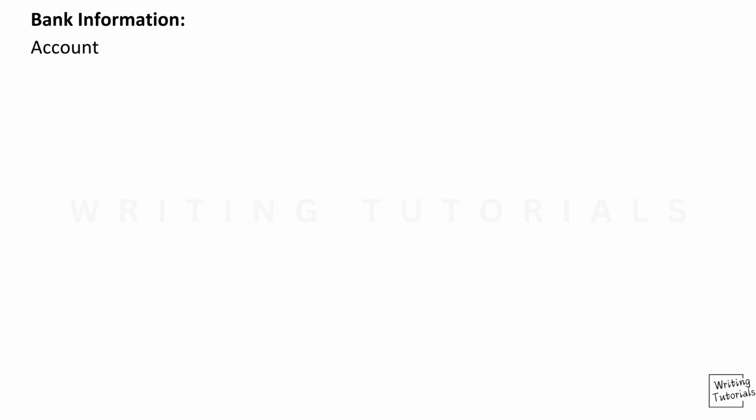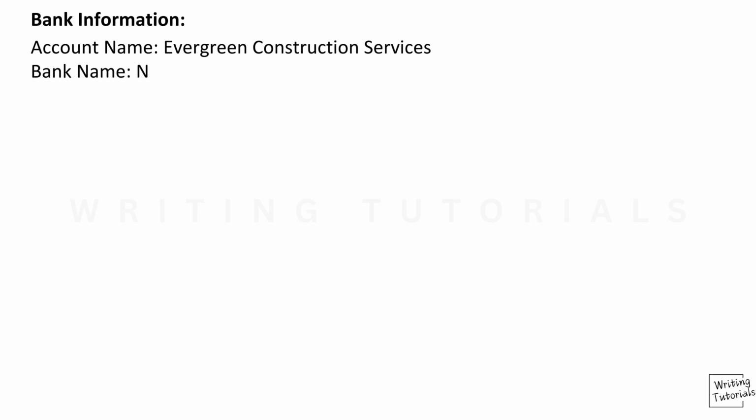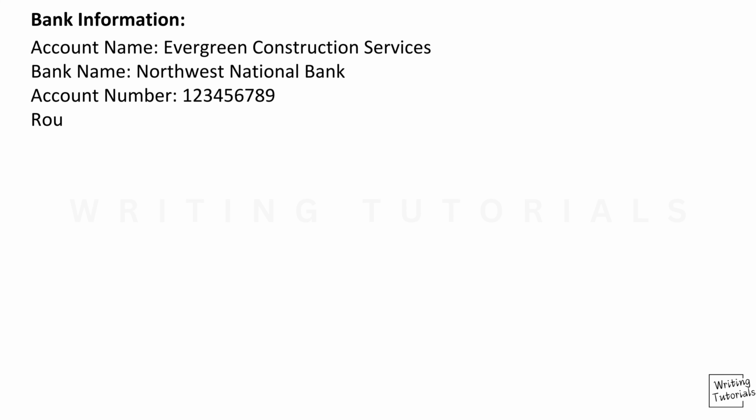Payment instructions. Clarity above all. The letter provides clear payment instructions. Bank information. Account name, Evergreen Construction Services. Bank name, Northwest National Bank. Account number, 123456789. Routing number, 987654321. Including these details is important for ensuring the payment is processed smoothly.